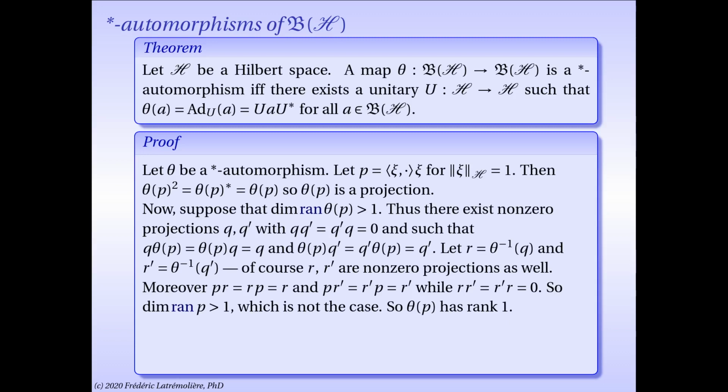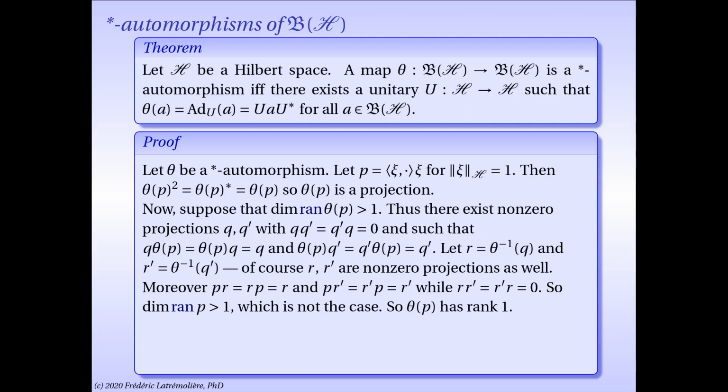Applying theta inverse, which again is a star automorphism, to the orthogonality relation q q prime equals q prime q equals 0, we get that R R prime equals R prime R equals 0. So R and R prime, which are two non-zero projections, are in fact orthogonal. And last, again applying theta inverse to the relation between q and theta of p, we get that p times R equals R times p equals R, and similarly we get p R prime equals R prime p equals R prime. But then this implies in turn that the dimension of the range of p must be strictly more than 1. And basically it's the same reasoning in reverse.